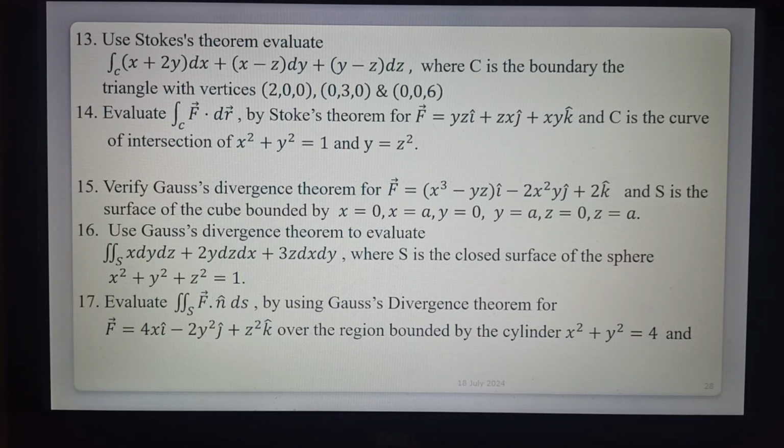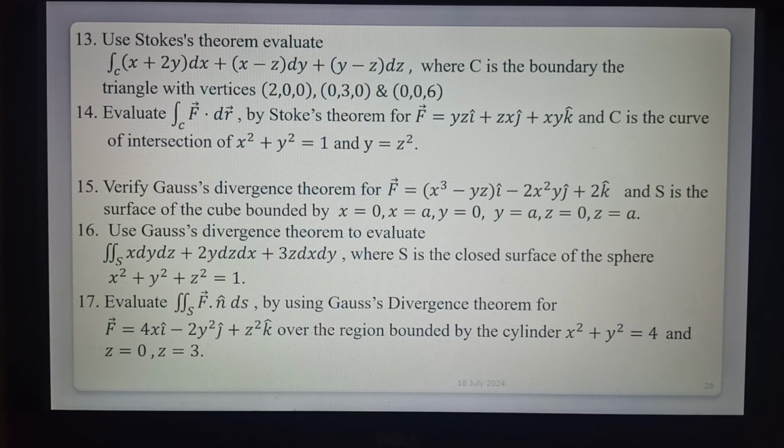evaluate the surface integral of f bar dot n cap dS by using Gauss divergence theorem for f bar equal to the given vector field over the region bounded by the cylinder. Okay. So this is an important question from unit 6. These are all important questions from unit 4, unit 5, unit 6.